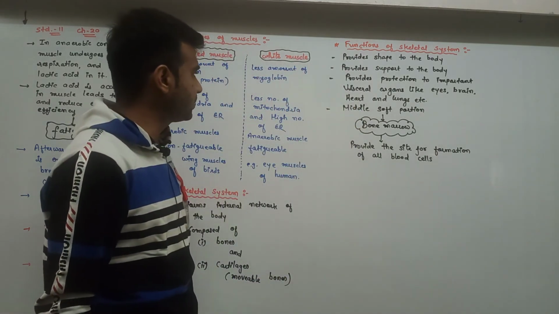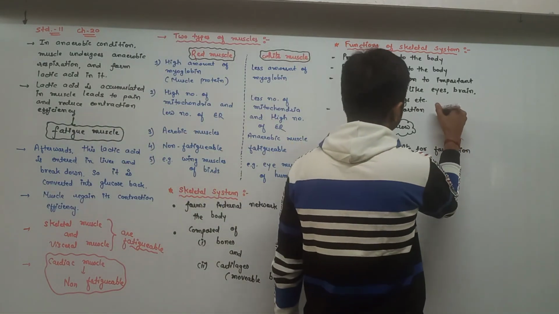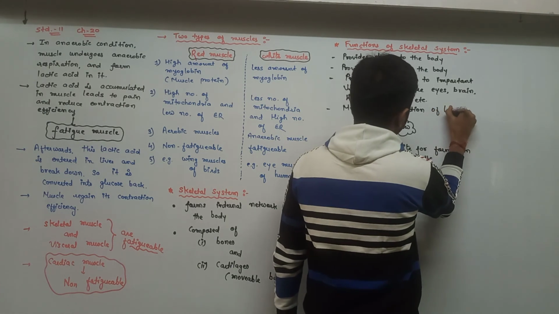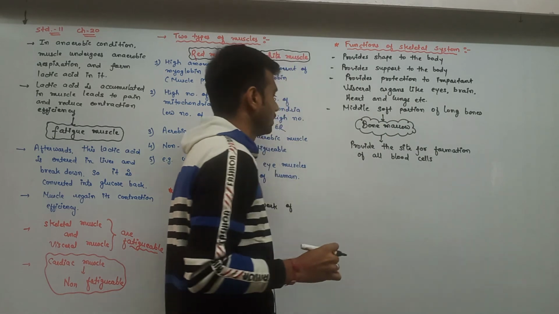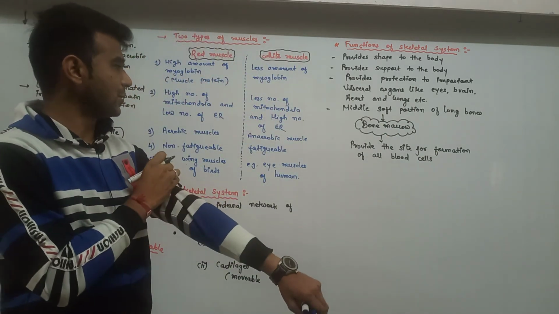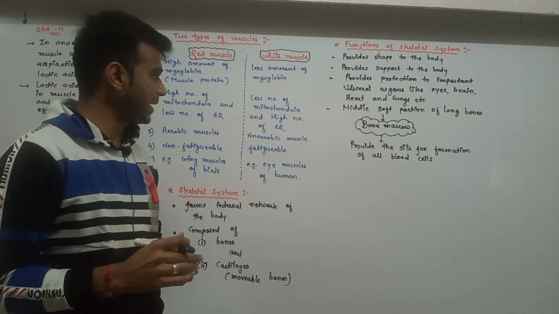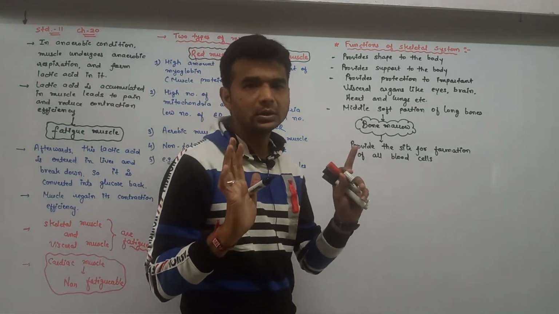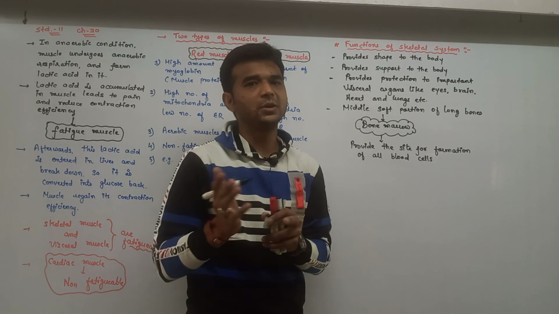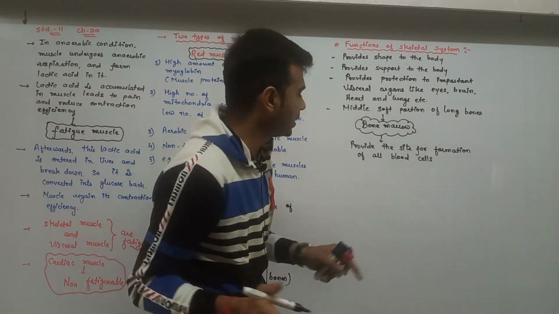The middle soft portion of the long bone is known as bone marrow. Bone marrow provides the site for the formation of all the blood cells: RBCs, WBCs, and platelets.